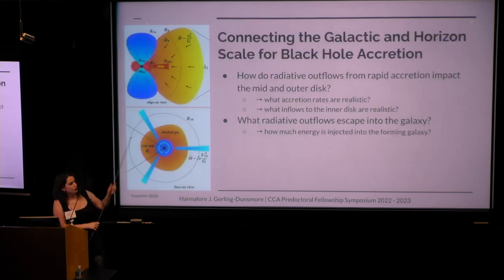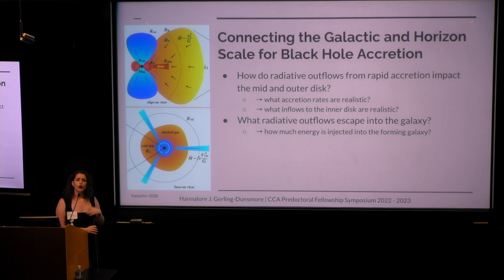So we have been looking at connecting the galactic and horizon scale for black hole accretion. And this involves a few different things. First, looking at how the radiative outflows from this rapid accretion will affect the mid-disk and the outer disk. And when I say that, I mean the Keplerian region of the disk. We're not worried about relativity out here.